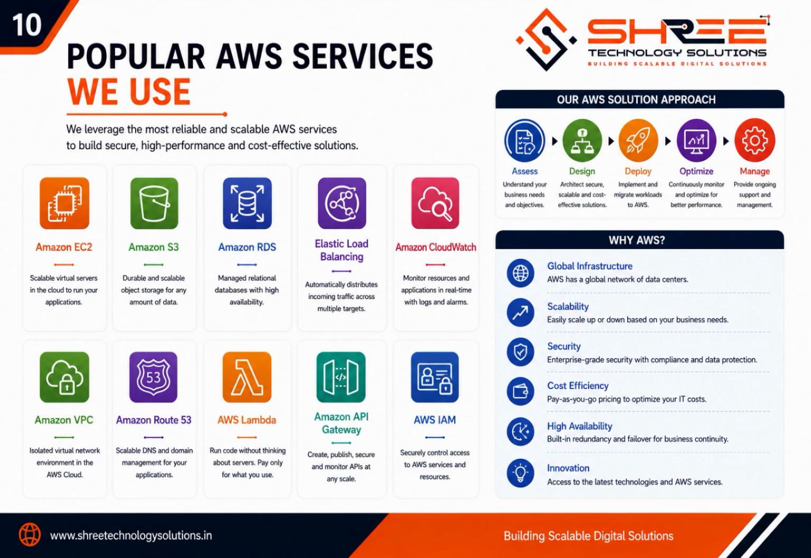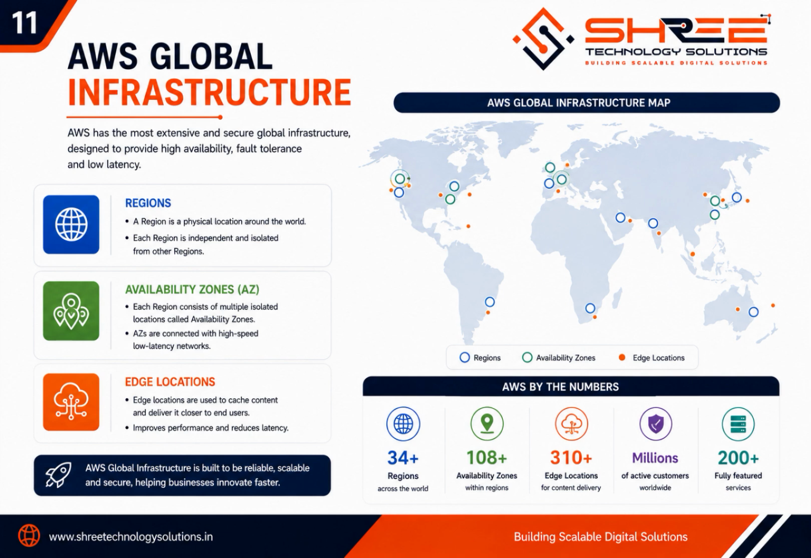For networking and DNS, we have Amazon VPC and Route 53. For serverless architectures, AWS Lambda runs code on demand without managing servers, integrated smoothly with Amazon API Gateway. And finally, AWS IAM controls access securely. Our solution approach follows 5 clear steps: assess business needs, design secure solutions, deploy workloads, optimize performance, and manage ongoing operations. Now, let's discuss AWS Global Infrastructure.